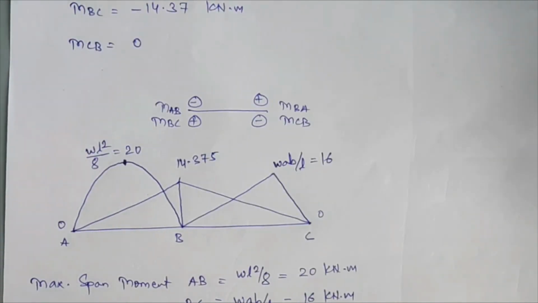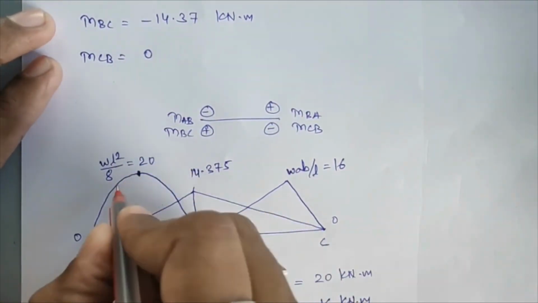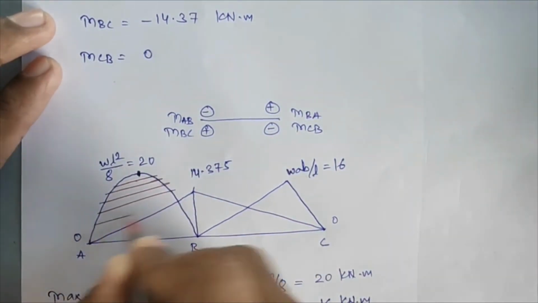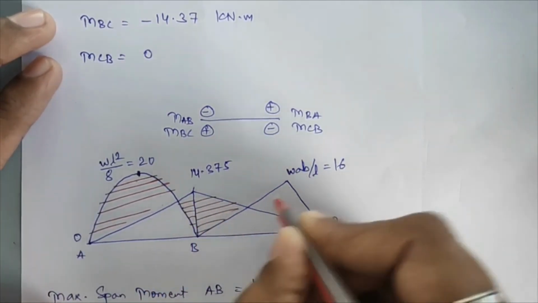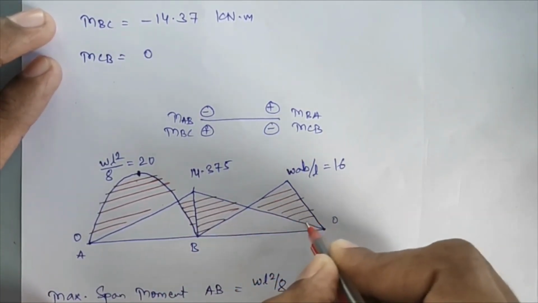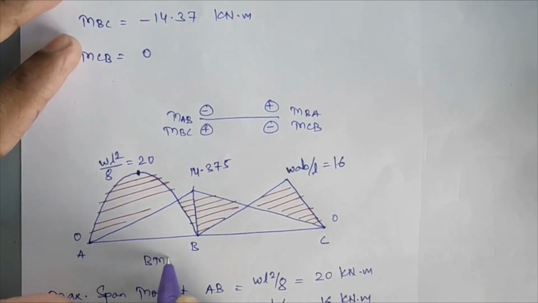Okay, this way you get the bending moment diagram by superposition. And what you have to do is shade the superimposed part over here. So this will be my final bending moment diagram by superposition.